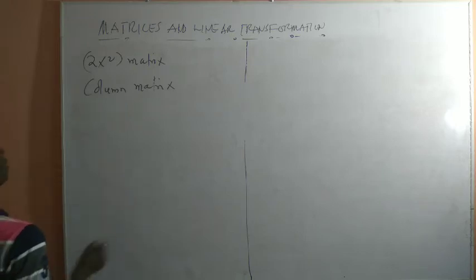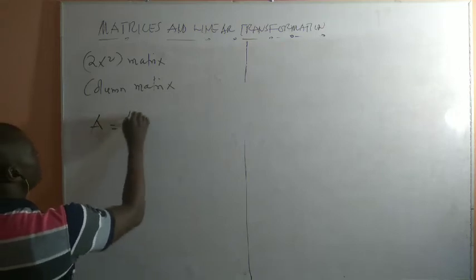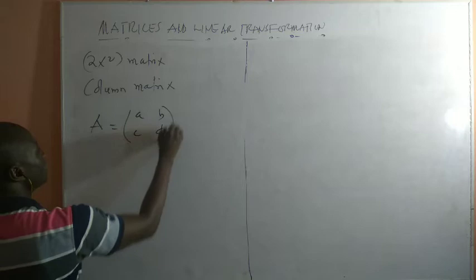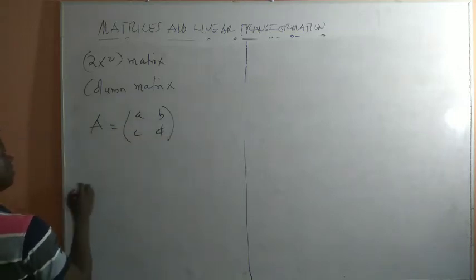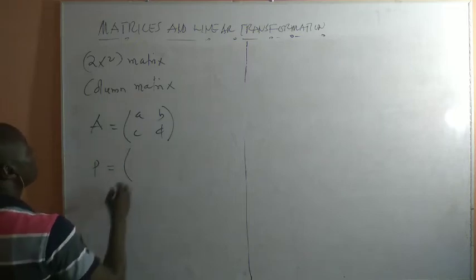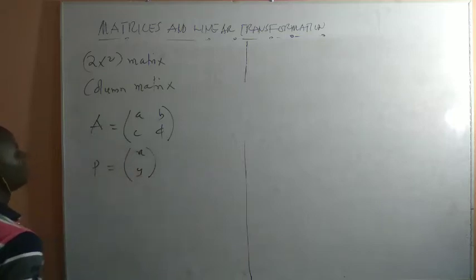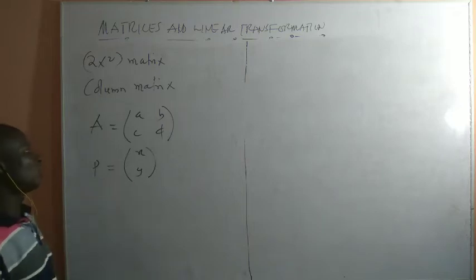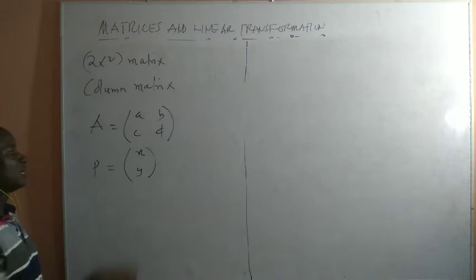Now, let's assume that we are given the matrix A equals A, B, C, D, and this is a 2 by 2 matrix. Now, let's assume we are given the column matrix P equals X, Y. So this is what we call the column matrix. A column matrix is a 2 by 1 matrix. You can see that we have 2 rows, we have only 1 column. So this is a column matrix.